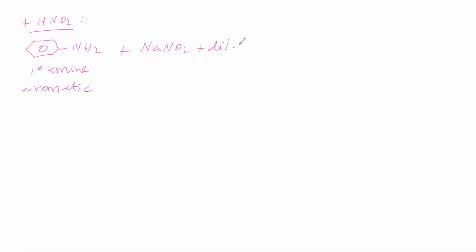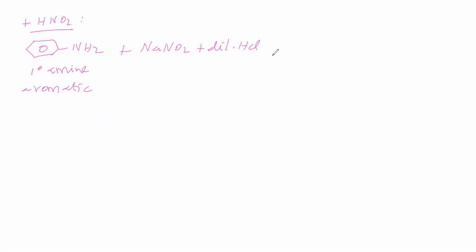Next, reaction with nitrous acid, HNO2. First we will take primary amine. The example is an aromatic primary amine. To this we are adding HNO2, in the form of NaNO2 plus dilute HCl. Why are we not adding HNO2 directly? HNO2 is unstable. So we take it in the form of salt. NaNO2 plus HCl gives HNO2 and NaCl.